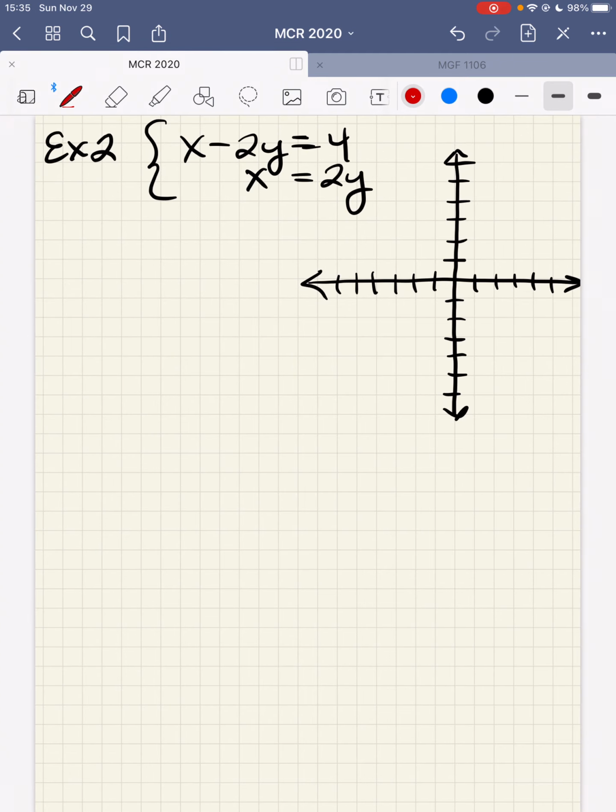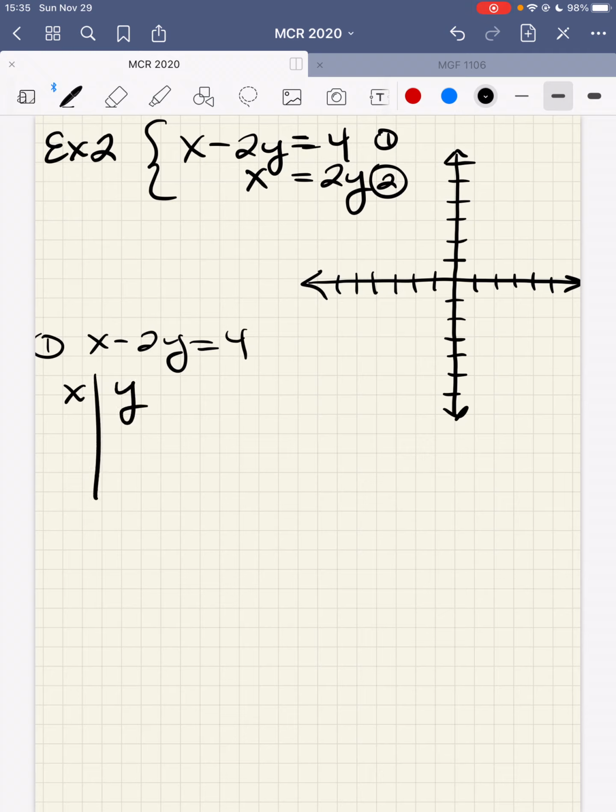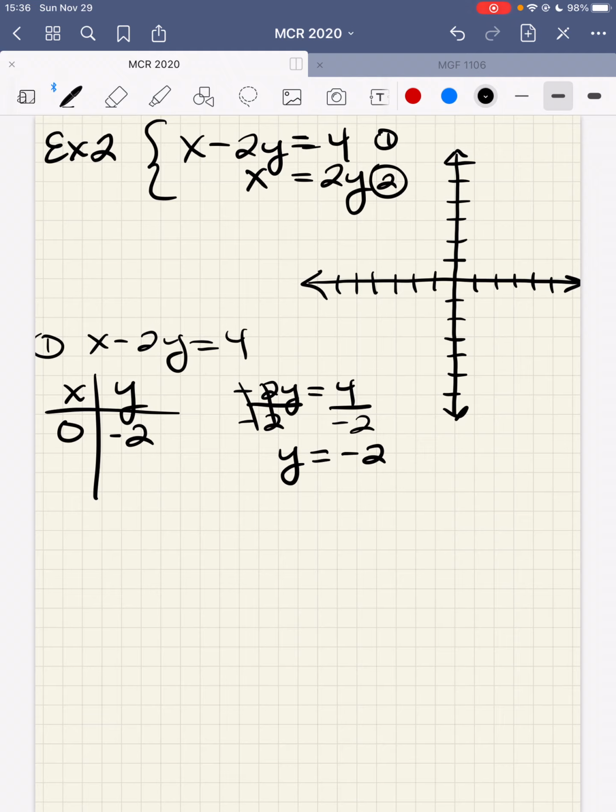Let's look at example 2. Again, I'm going to number these 1 and 2. And let's work with 1 first. So I have x minus 2y is equal to 4. Again, I'm going to pick some points, see what I come up with. 4 is a nice even number. That's great. So if I make x 0, it means I have negative 2y is equal to 4. If I divide by negative 2, y is equal to negative divided by a positive, which is a negative 2. I could work with that. That's a nice whole number.